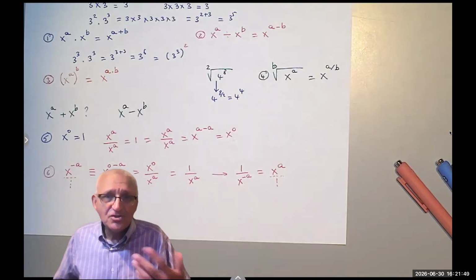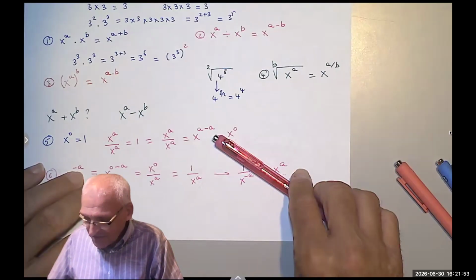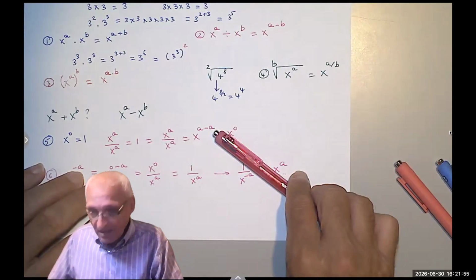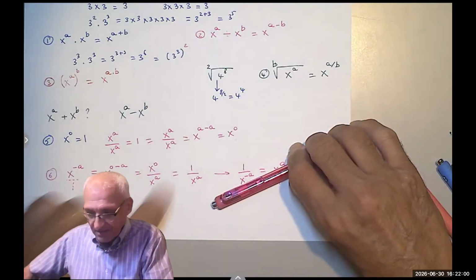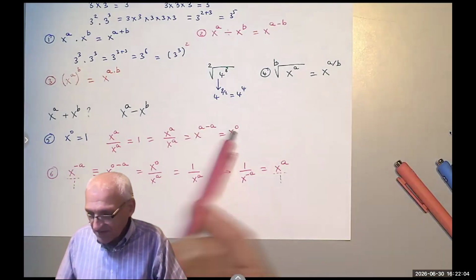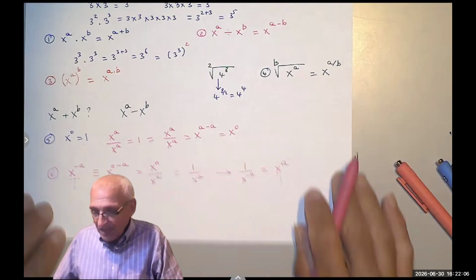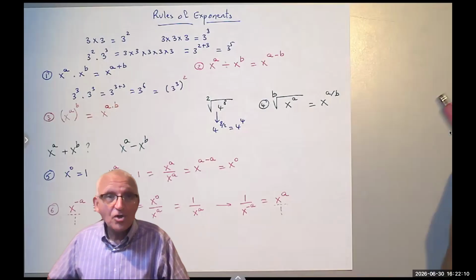And of course, as you learned what we do with fractions, you multiply these two. 1 times 1 is 1, is the same as x to the a times x to the negative a. Right? X to the a times x to the negative a will give you x to the 0 or 1. And these rules really are extremely important. We are going to use those.